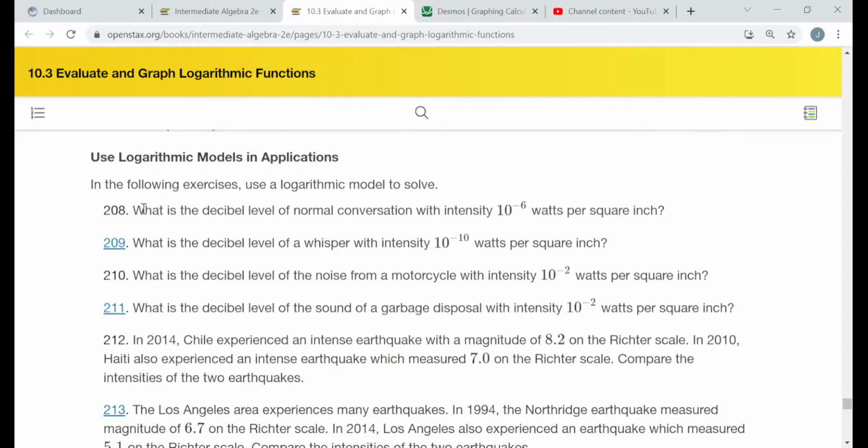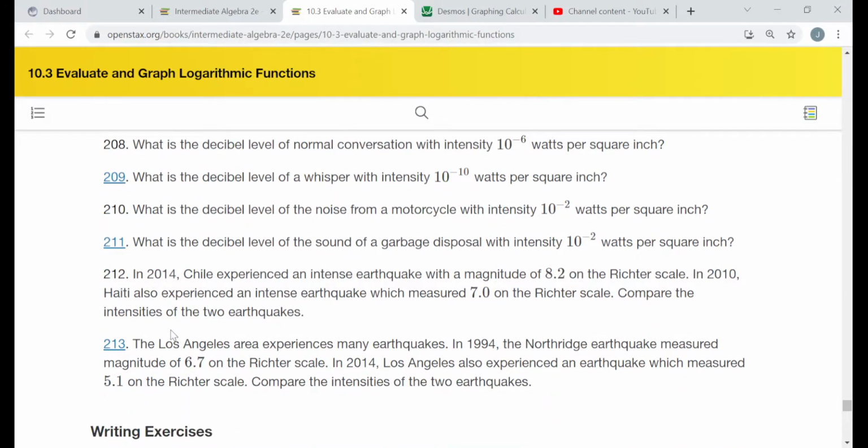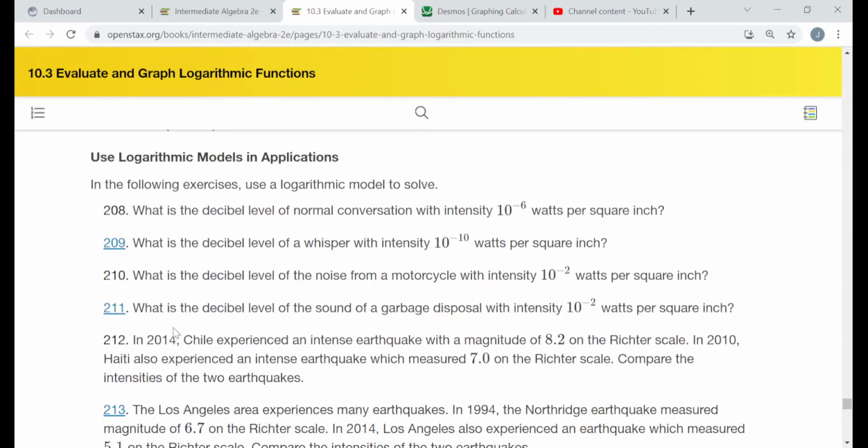I'm only going to be doing the even numbered exercises, so 208, 210, and 212, and that's it for this video, just those three. The odd numbered ones have links to the solutions if you want to look at them, so I'll leave those for you to practice.